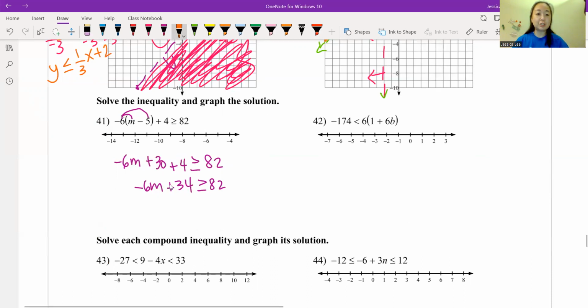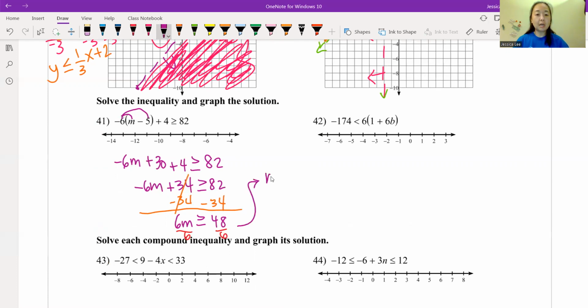And now, again, it's just a 2-step inequality. Can't say 2-step equation because it's simply not an equation. All right, subtract the 34, and what do we get? 6m is greater than or equal to 48. There we go. And we're now going to divide by 6. So notice we're dividing by a positive 6, so we don't need to flip any inequality. So we're just going to get m is greater than or equal to, not 7, I was totally going to say 7, is greater than or equal to 8.